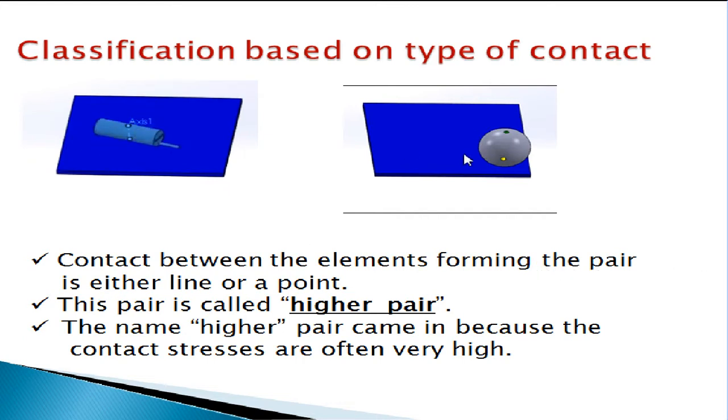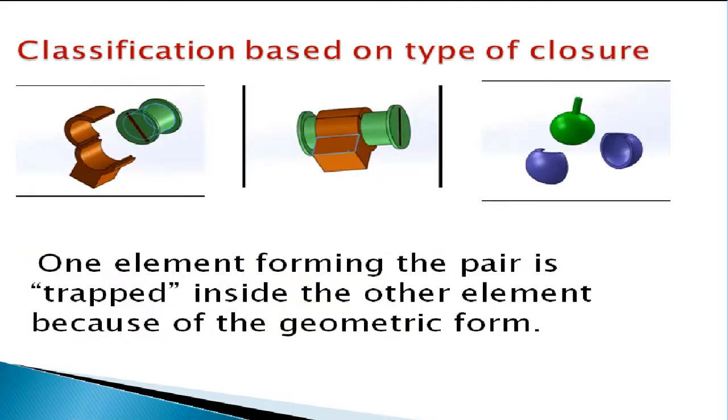You can see in each case that all through the duration of relative motion, there is either a line contact or a point contact. So the stresses are higher and we call it a higher pair. So based on type of contact, you can classify the kinematic pairs as lower pairs and higher pairs.